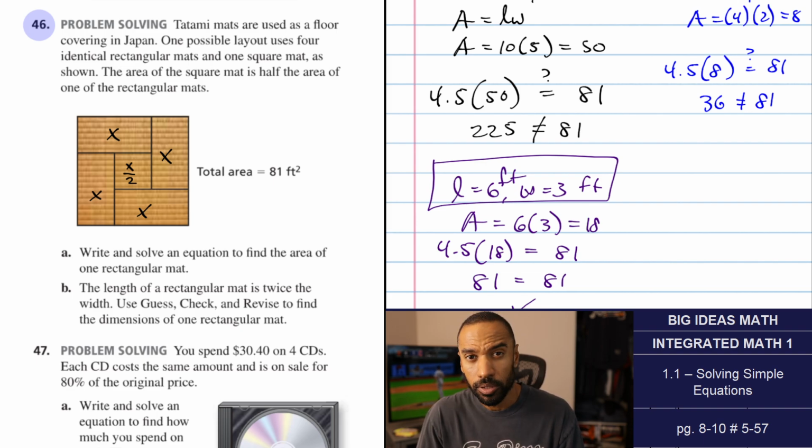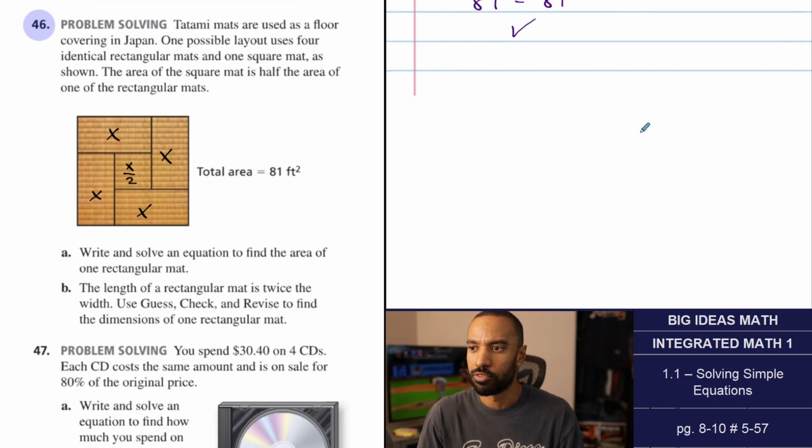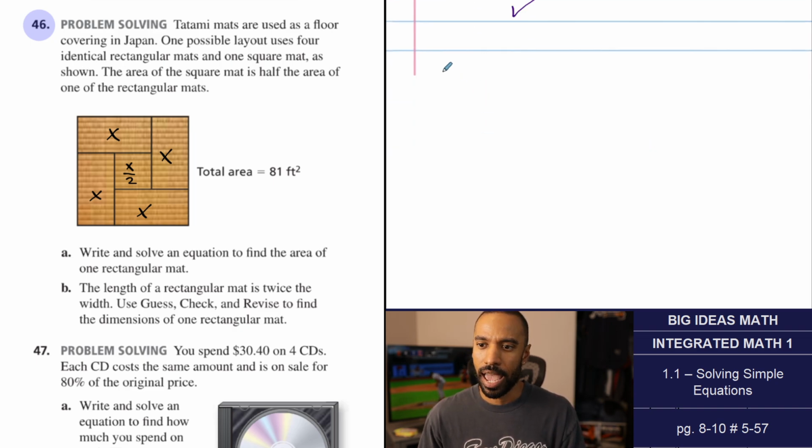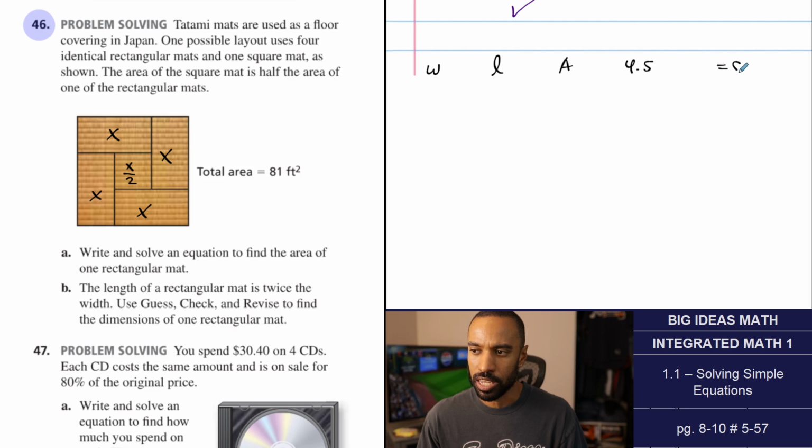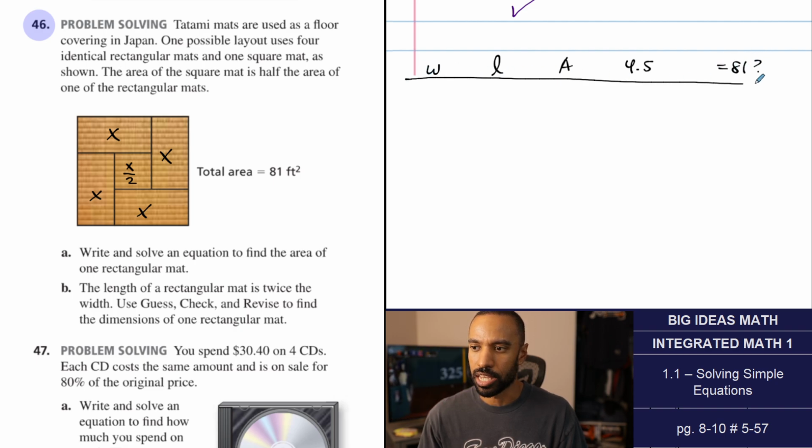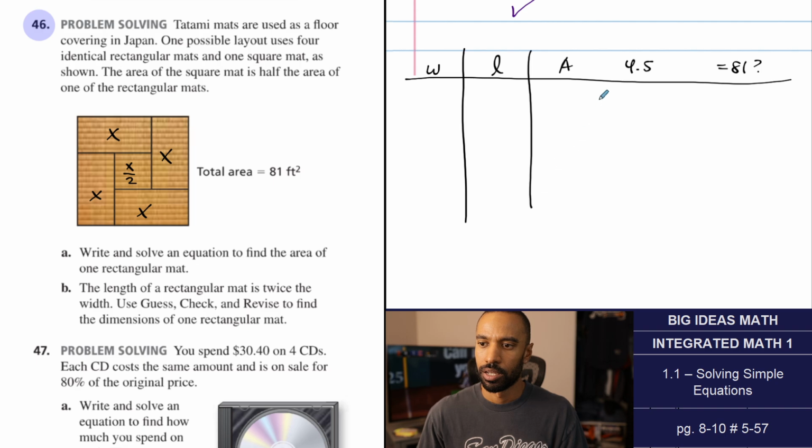You could make a table. So what I could have done here was create a length, determine the width. Well, let's see. It said the length is twice the width. So maybe I should have started with the width, created the length as a result, gotten the area, done 4.5 times that area, and does it equal 81, right? So as a table, I could have done like this.